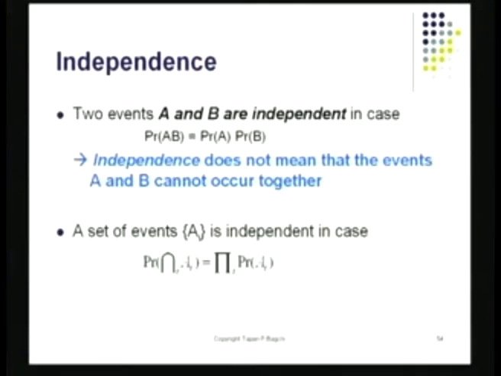If I have a set of events, A1, A2, A3, A4, and I look at their intersection, if they are independent of each other, then this relationship will hold good. Probability of A1 intersection A2 intersection A3, and so on. This is whatever is common between A1, A2, A3, A4, A5, and so on. That turns out to be the product of the probabilities of all the events occurring together.